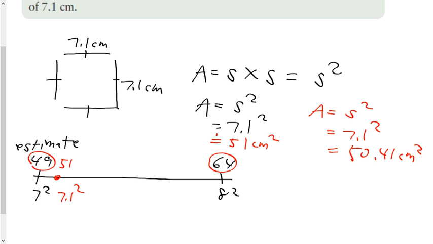Okay. All right, I'm going to give you another one. You guys try this one. Same question, different expectation. This time, the square has a side length of 4.4 centimeters.